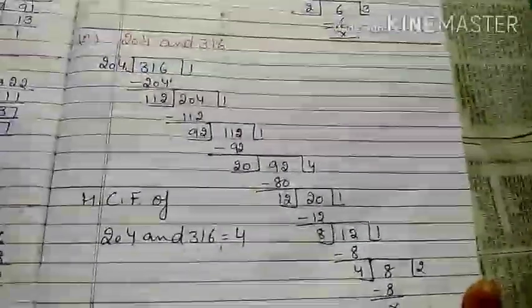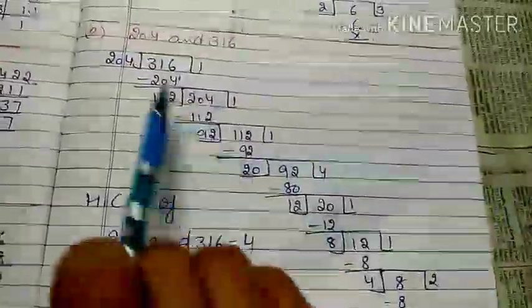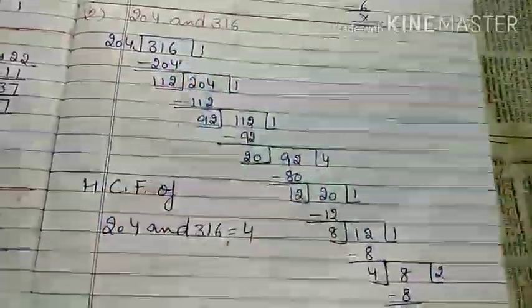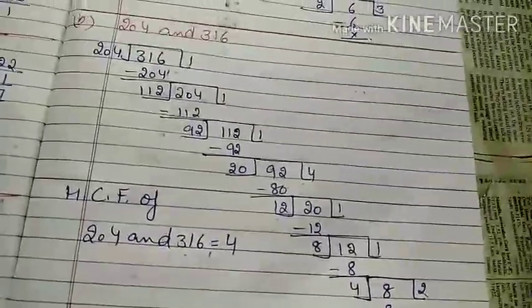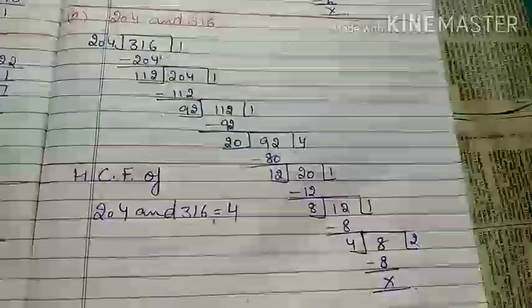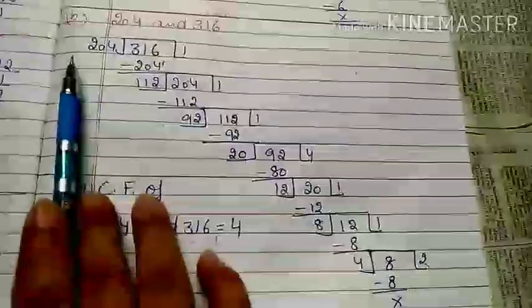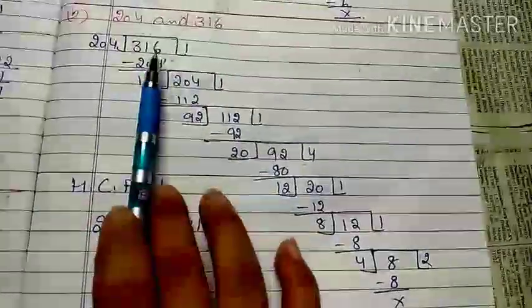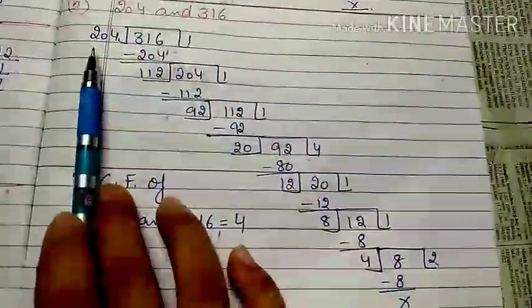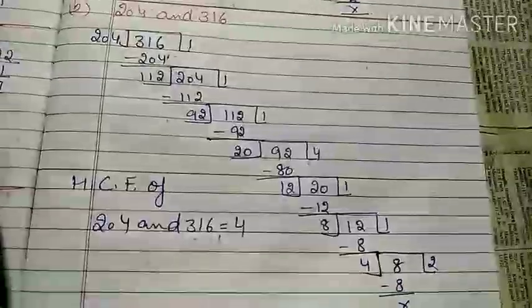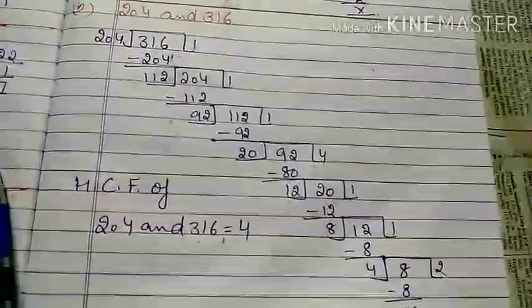Now my third method is the division method. Suppose I have a question, 204 and 316, that is your exercise 2.2, third question, B part. How do you find the HCF? So what will you do? You will keep the bigger number inside and the smaller number outside, considered as the divisor, and 316 is considered as your dividend.